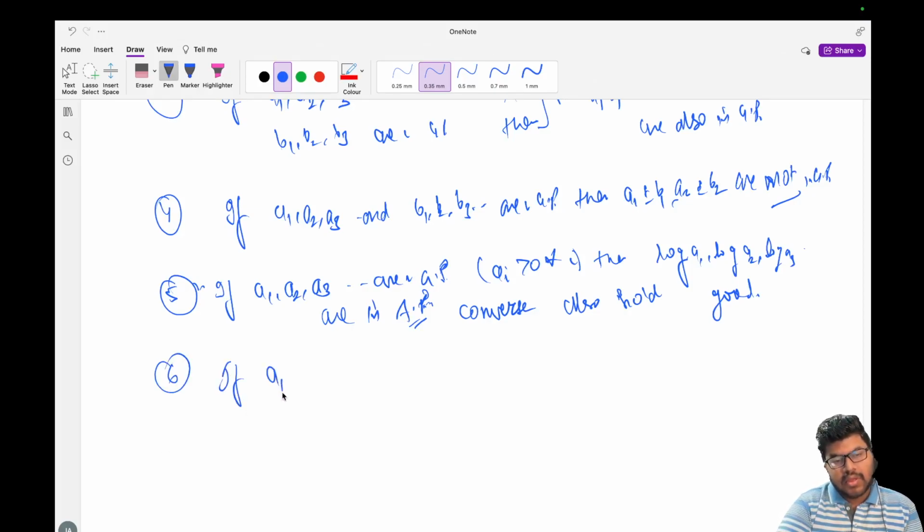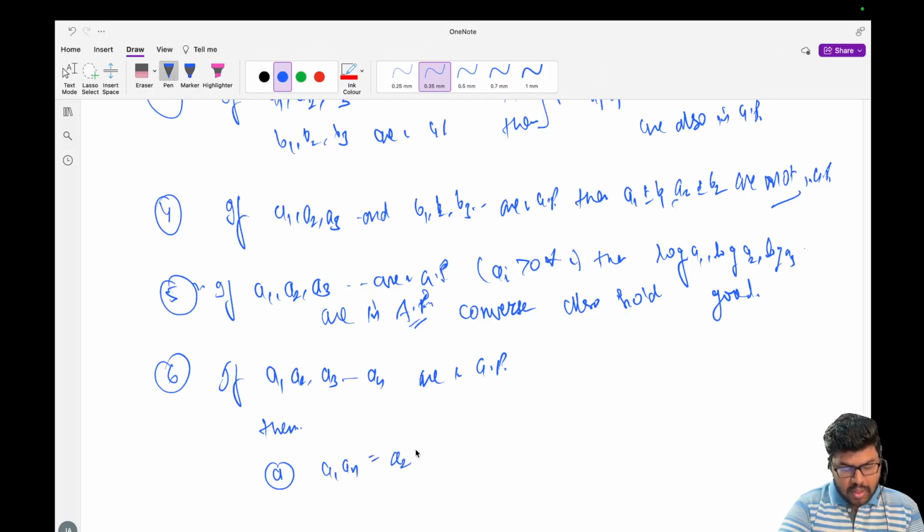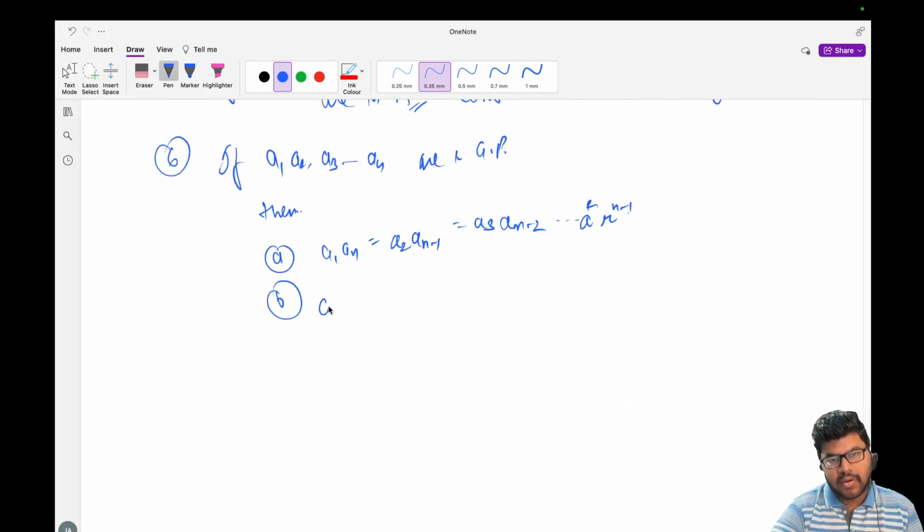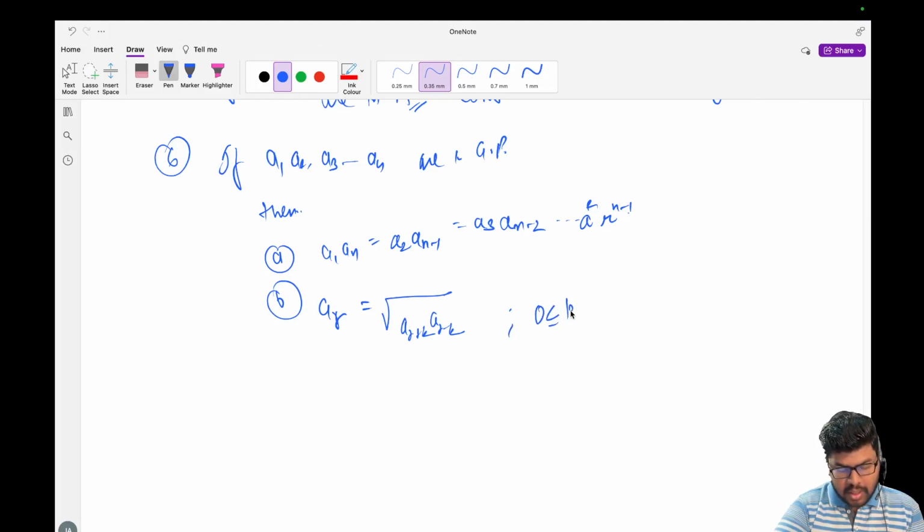Then the sixth property is: if a1, a2, a3, ..., an are in GP, then a1 an is equal to a2 a(n-1), which is equal to a3 a(n-2), and so on, which equals a square r power (n-1). And ar is equal to the square root of a(r+k) times a(r-k), such that k lies between 0 and n minus r, included.